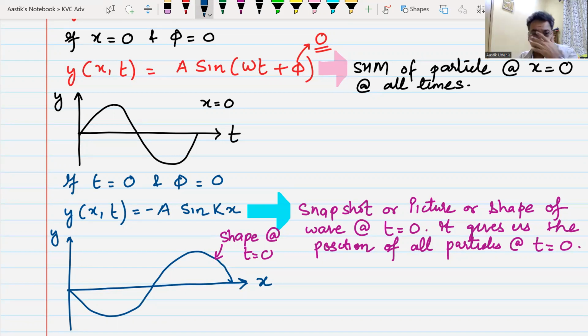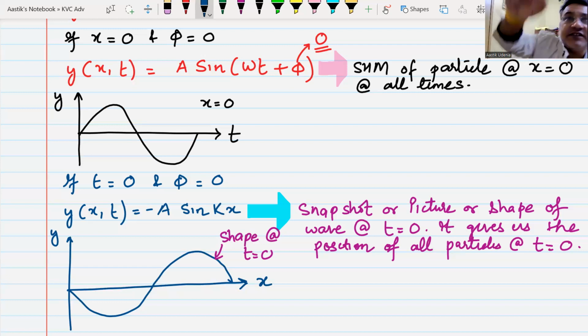So when I put the value of time as fixed and I change the value of x, I will get the shape of the wave at that time. If I put a constant value of x and change the value of time, I will get the SHM of one particle at all times. If I put a random value of x and a random value of t, I will get the position of that particle at that time. Do we understand this? Understood, sir. Everyone understands this?